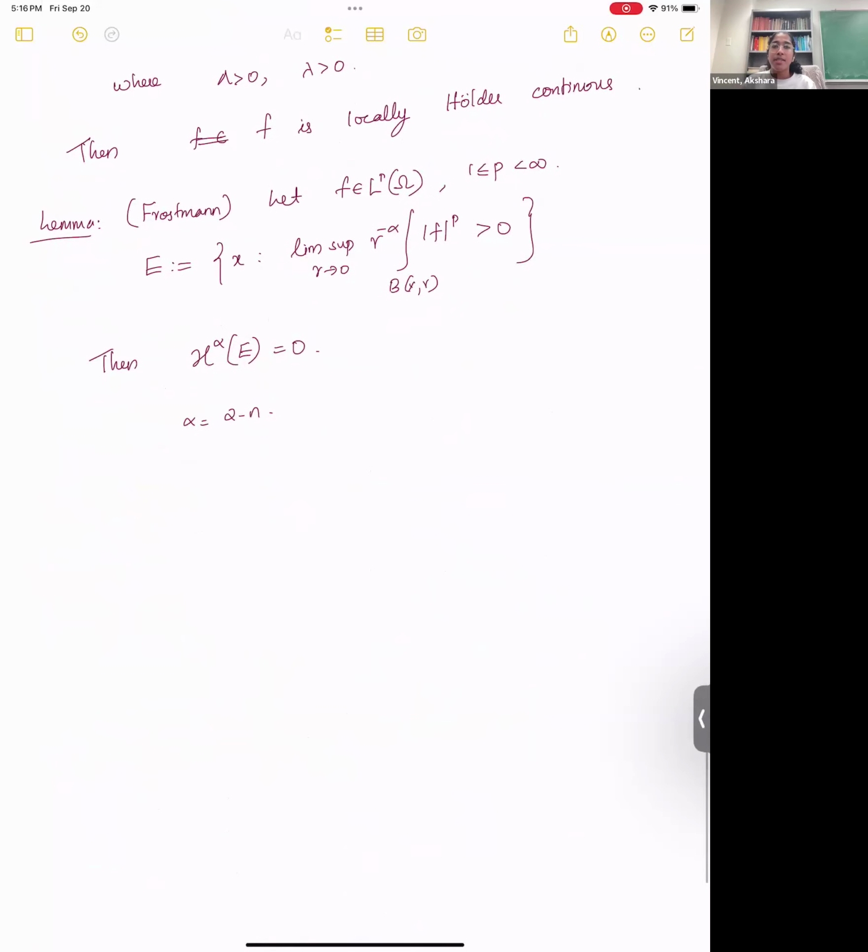Now, the proof of the decay estimate follows by contradiction, which I'm not going to go into the details of now because of shortage of time. But now let me generalize this result to fractional Sobolev spaces.